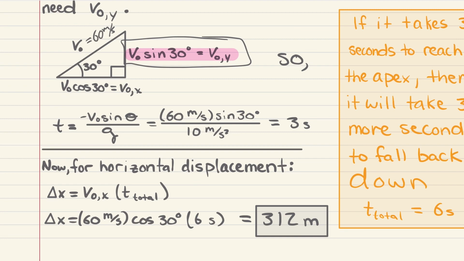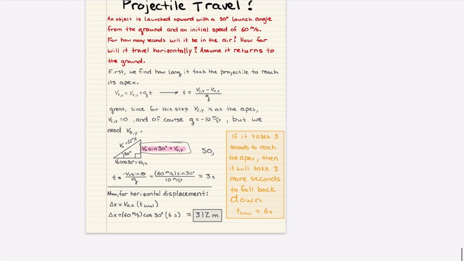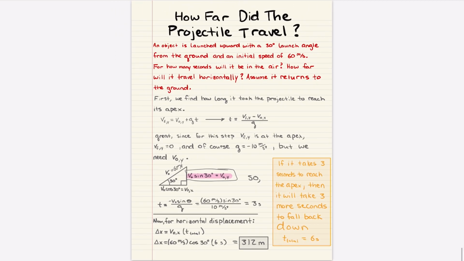That said, we know what our initial horizontal velocity was if we come back to our triangle and find out the initial horizontal component. That's going to be the 60 cosine 30 degrees. All right. So I'm going to say 60 meters per second cosine 30 degrees times my total time. Calculate that out in the calculator. We have 312 meters. So we can say that this projectile traveled 312 meters in 6 seconds if it was launched with 60 meters per second initial velocity at an angle of 30 degrees from the horizontal.